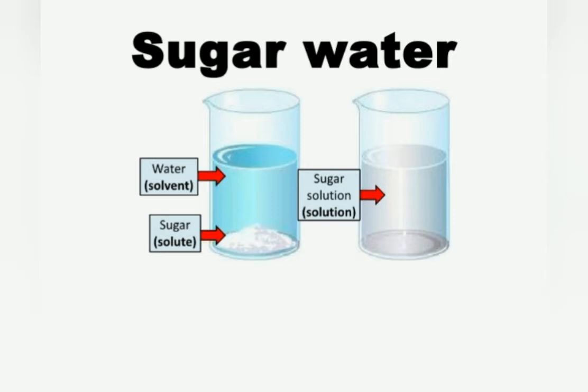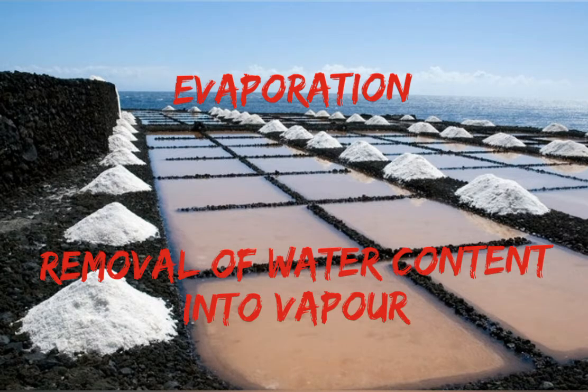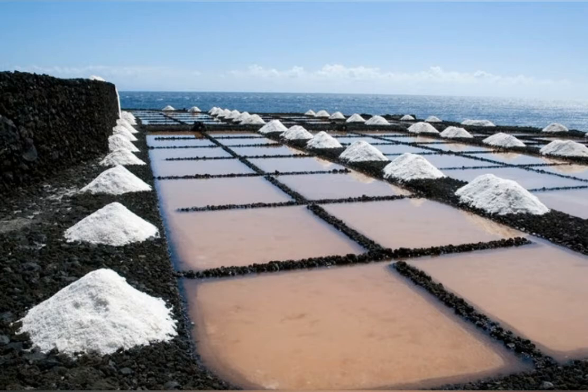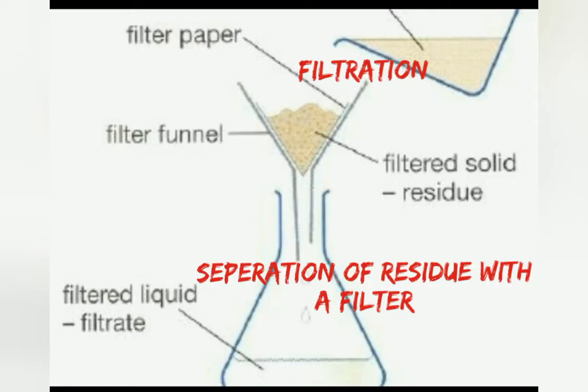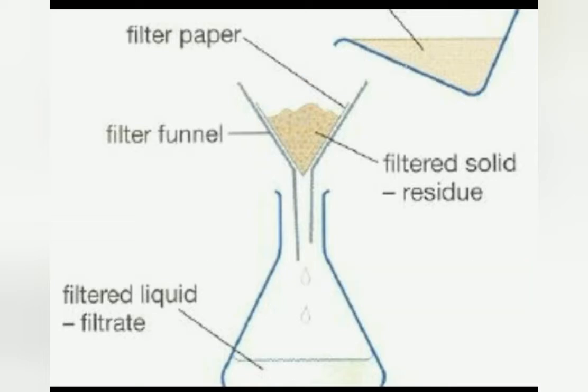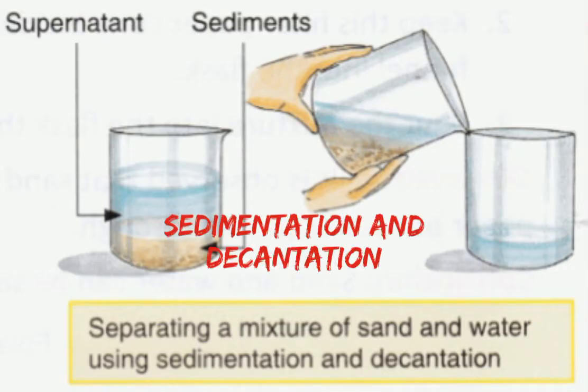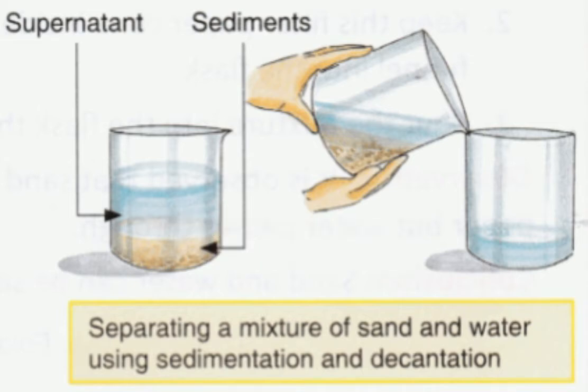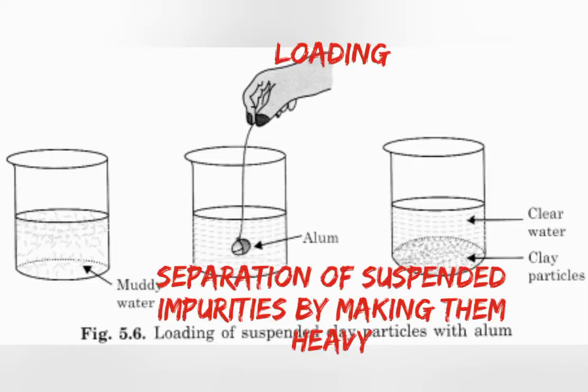Now let's see the separation techniques. Evaporation, by removal of water content as water vapor. And we have filtration. We use a filter to separate the residue. Then we have sedimentation and decantation. In sedimentation, we allow them to settle down, and the waste will settle down. In decantation, without disturbing the bottom portion, we transfer the liquid into another bottle so that we can separate.